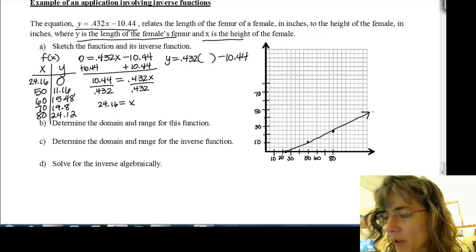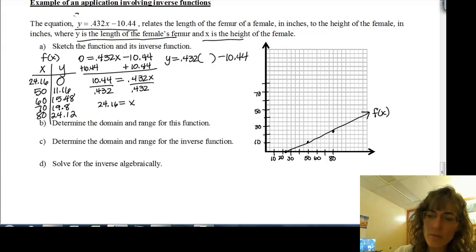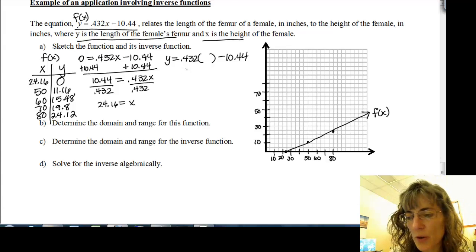And now that gives me enough that I can make a pretty good graph, and I'll call that one f of x, even though it's listed as y equals. Okay, the next thing I need to do is graph the inverse.